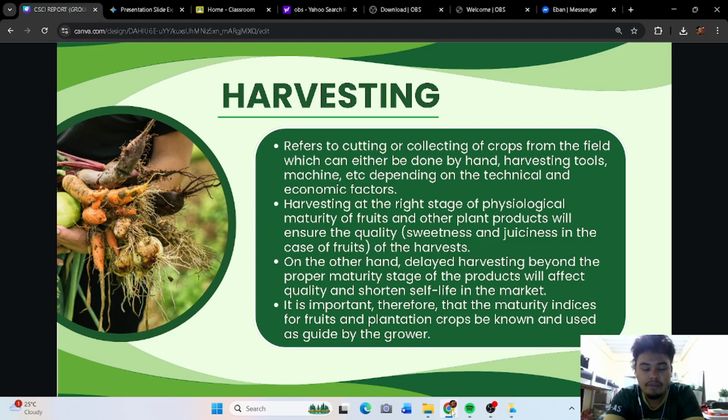The importance of harvesting. Timing and methods. Harvesting involves cutting or collecting crops using various tools or machines depending on the economic factors at play. Physiological maturity. The essential message here is that harvesting at the right stage of maturity ensures maximum sweetness and juiciness. Consequences of delay. If harvesting is delayed beyond the proper stage, it directly shortens the shelf life and negatively impacts the quality in the market.